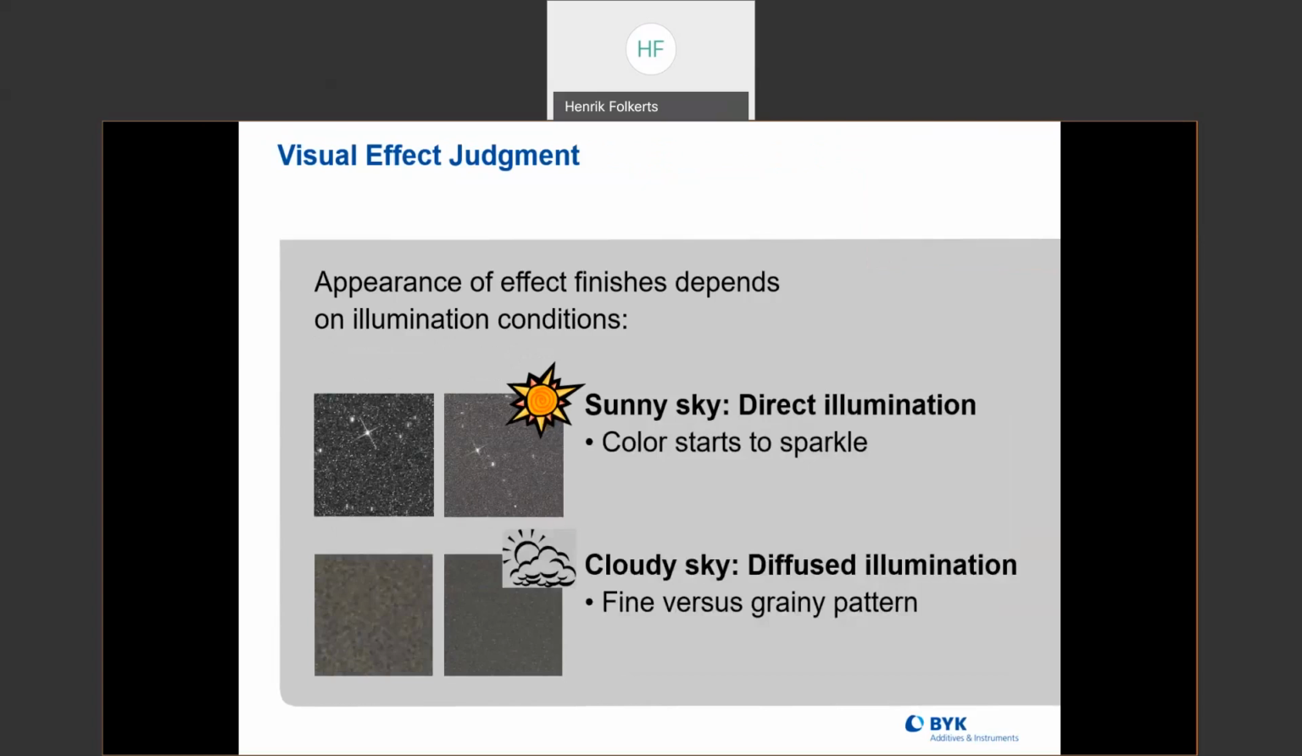So as I said earlier, if you're looking at something under direct illumination or sunny sky, you tend to get that effect pigment activated and it tends to sparkle. If you have a diffuse illumination, you don't get the sparkling effect, but you do get this grainy pattern that we want to be able to quantify.